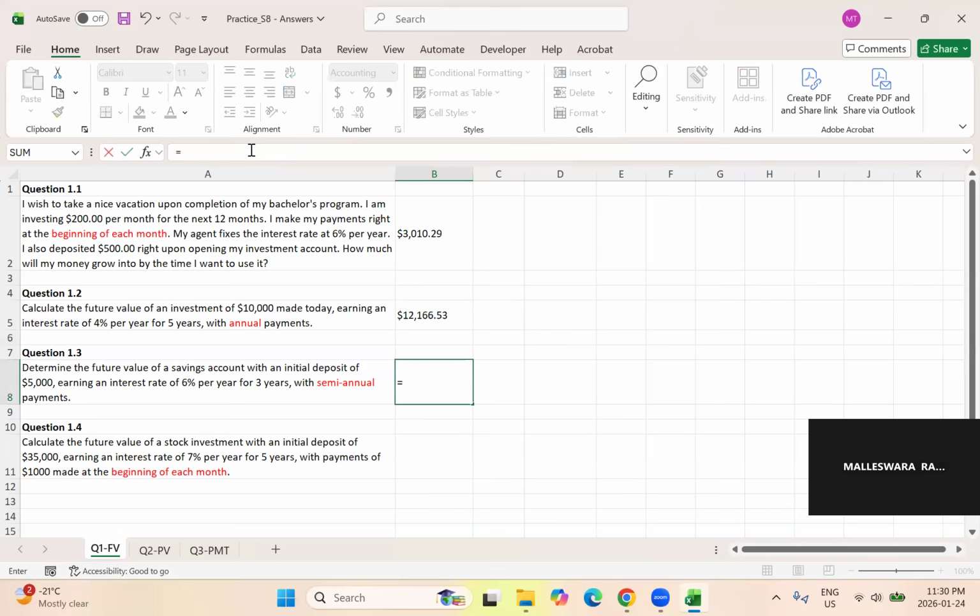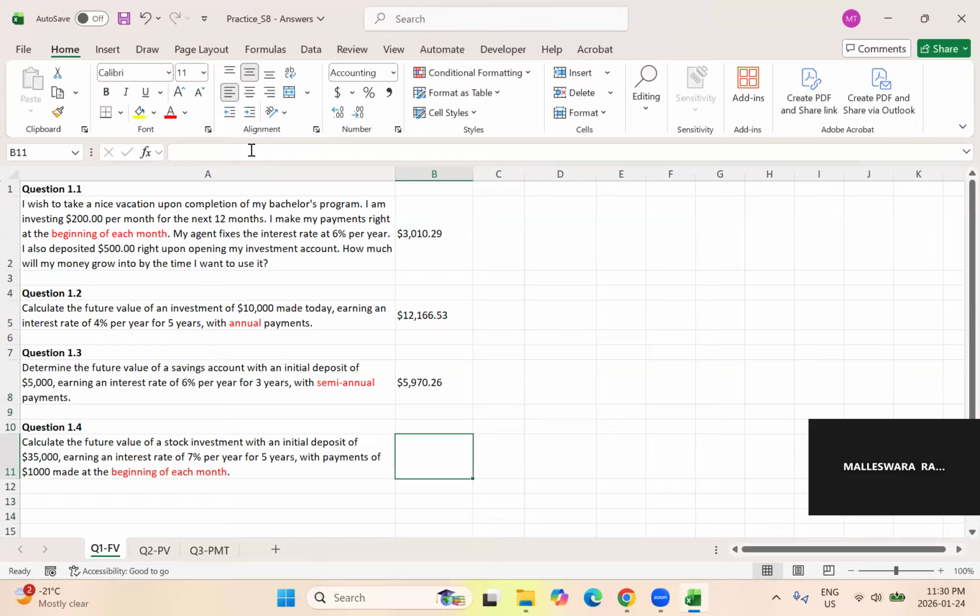Okay, this is semi-annual. So future value of, rate is semi-annual, 6%, 0.06 divided by 2. Number of periods is 3 multiplied by 2, semi-annual. And the deposit of 5,000 today is not a payment. It's 5,000 today, minus 5,000. And it doesn't say at the beginning of the period or something. The default is end of period.